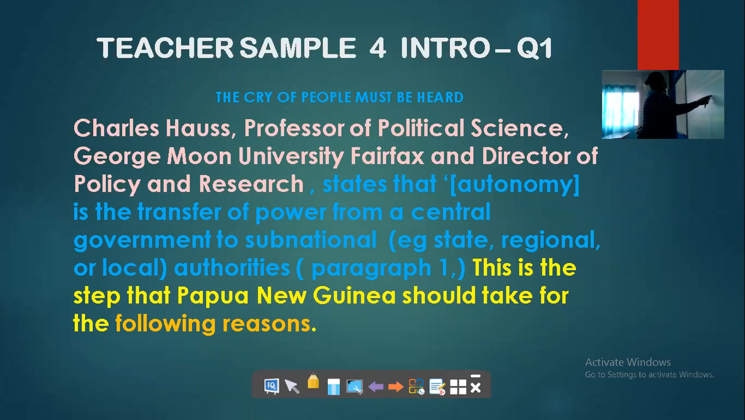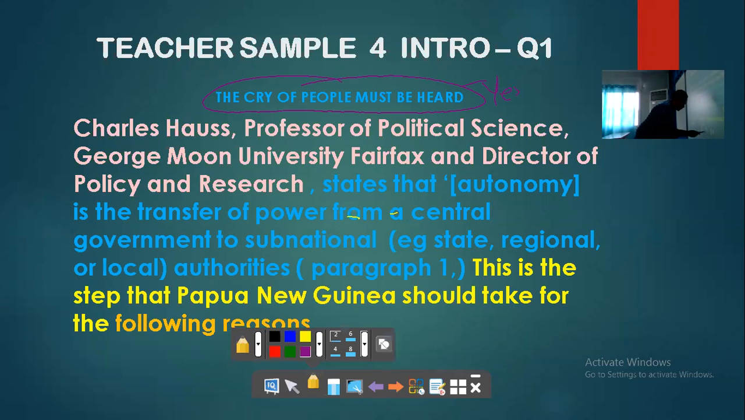Oh, I still have one more. The cry of people must be heard. So in other words, I'm saying I agree or disagree with autonomy. I'm saying yes to autonomy, all right? And this time, what have I used here? This is called using expert opinion. So I write down the person's full name. This is a specialist, a professor of political science.